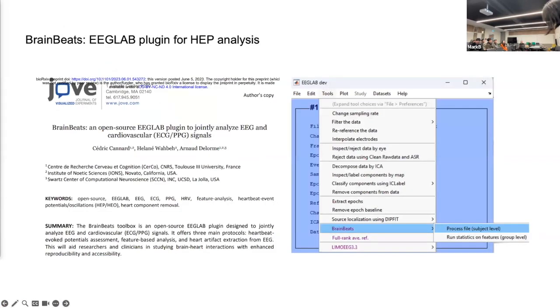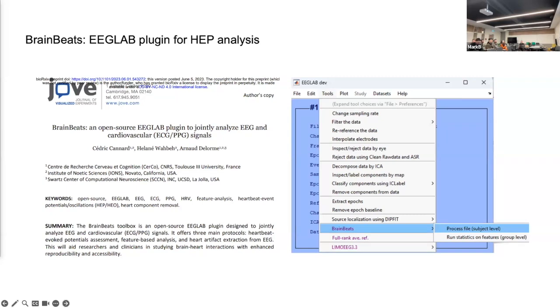At that time, there was no toolbox like this I could use, so I just manually picked all the peaks of the ECG signals and adapted them to my EEG. But here, Kai yesterday mentioned EEGLAB, and there's a plug-in you can use to apply those HEP analyses more easily.